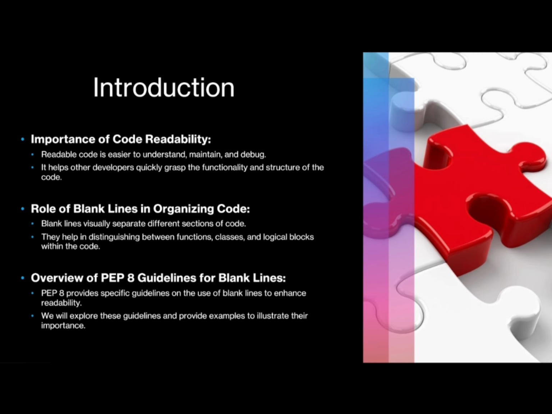Let's start by talking about why code readability is so crucial. When code is readable, it's not just easier for you to understand, but also for others who might work on your code in the future. Readable code is easier to maintain, debug, and extend. Blank lines play a significant role in organizing code. They visually separate different sections, making it easier to distinguish between functions, classes, and logical blocks. This separation helps in understanding the structure and flow of the code at a glance.